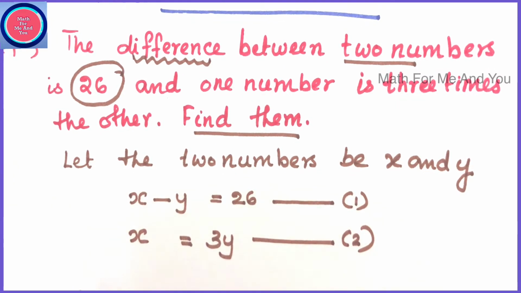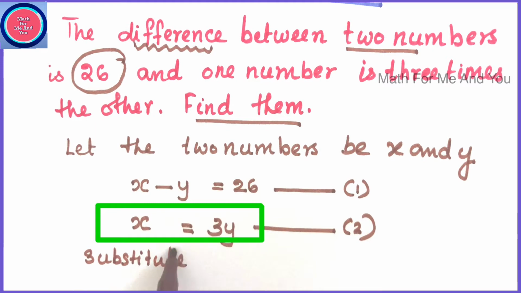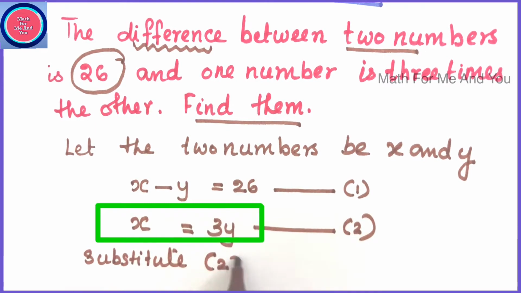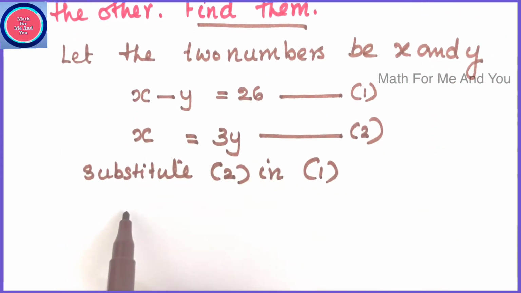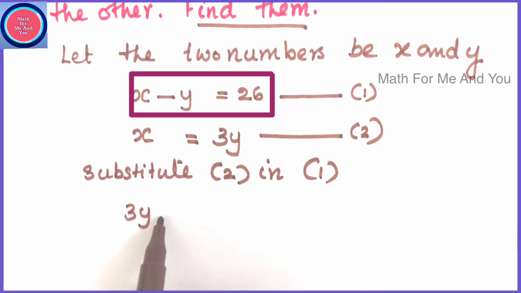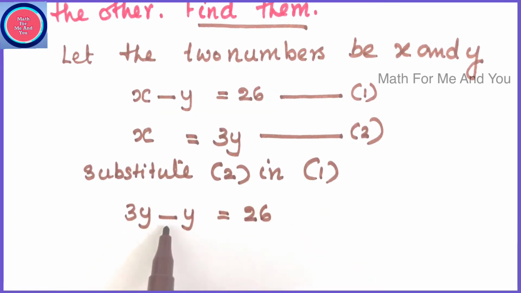We could solve them using substitution method. What we will do? We select one equation. Here we can select equation number 2 because it directly says x equals 3y, x in terms of y. So we are substituting equation number 2 in the other equation, equation number 1. In place of x, we could write 3y minus y equals 26.